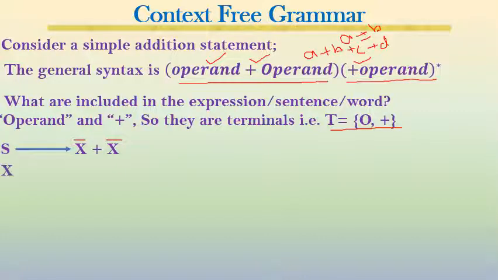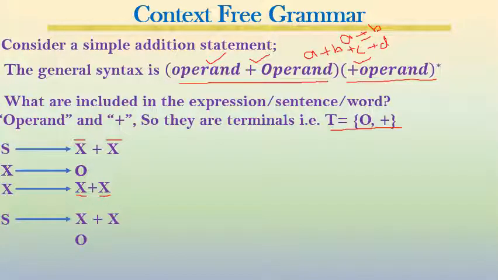This is the first production. Now x can be replaced with an operand, or x can be replaced with x plus x. If we derive some expression, we follow this rule that S can be replaced with x plus x, and x is replaced with o, then this plus, followed by another x, and this is o. So the first expression, operand plus operand or any a plus b, has been derived. Now consider this one: S can be replaced with S plus S, and S can be replaced with o. This is equivalent to the previous grammar. These are two grammars representing the same expression.